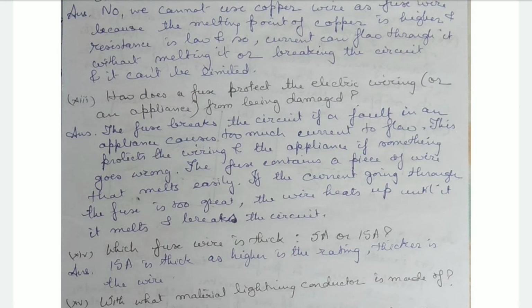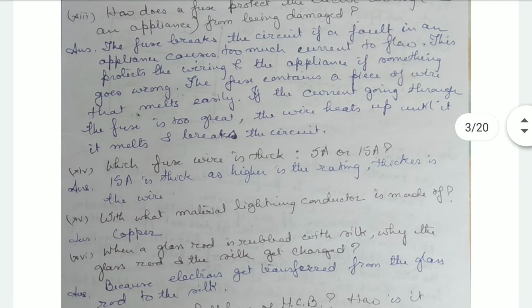Now, how does a fuse protect the electric wiring or an appliance from being damaged? The fuse breaks the circuit if a fault in the appliance causes too much current to flow. This protects the wiring and appliance if something goes wrong. The fuse contains a piece of wire that melts easily. If the current going through the fuse wire is too great, that is, it is overloaded, the wire heats up until it melts and breaks the circuit.